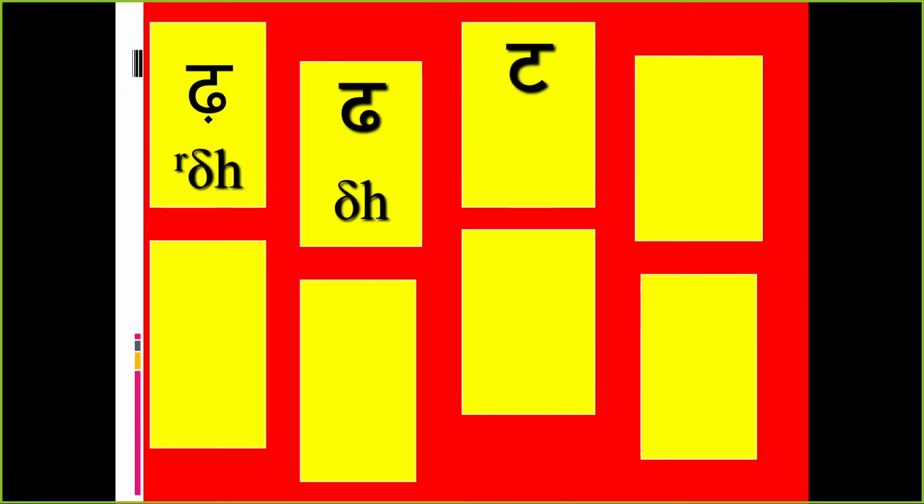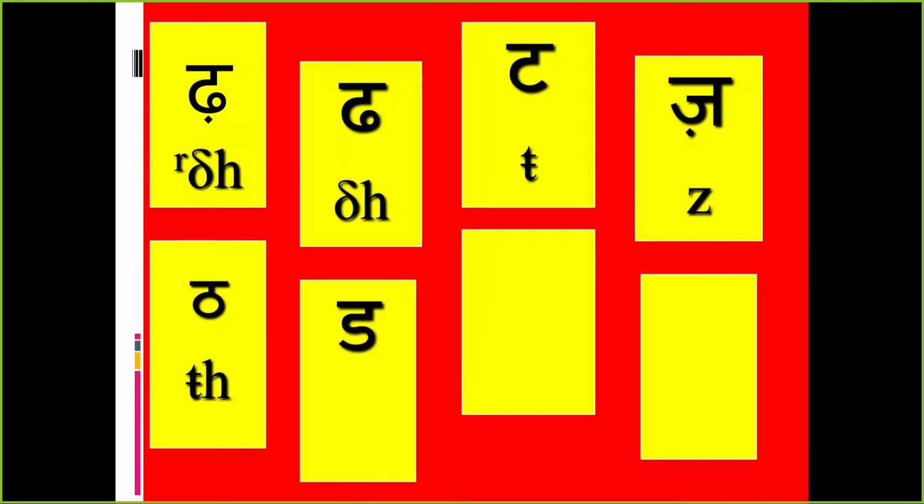T, t, ha, टमाटर, zebra, zebra, th, ठंडा, and r, I mean, no, not as in door, as in ladka or ladki. Very good. And ja as in jerky. As in jerky. Very good.